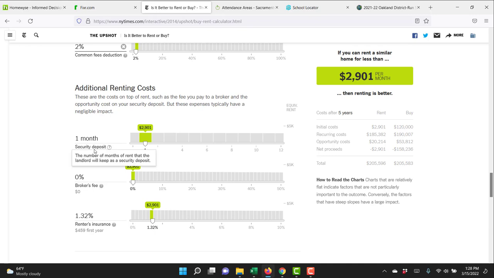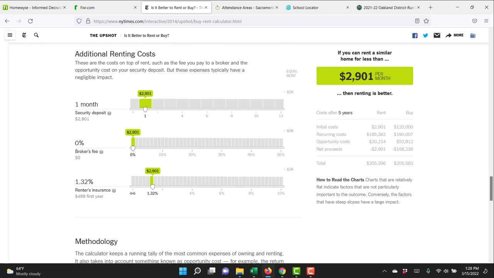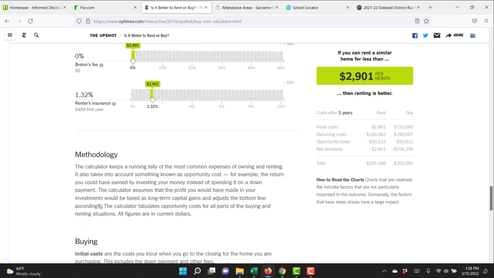Okay, additional renting costs. So one month security deposit, broker's fee. Let's say we just found it on Craigslist. There's no broker's fee, and then we pay $500 a year for insurance, or $459 a year. Okay, fine. That seems reasonable.